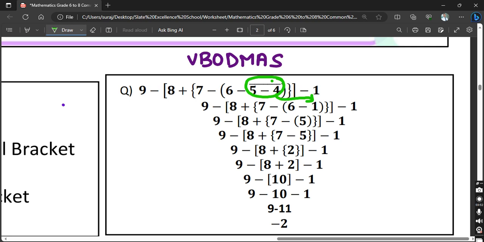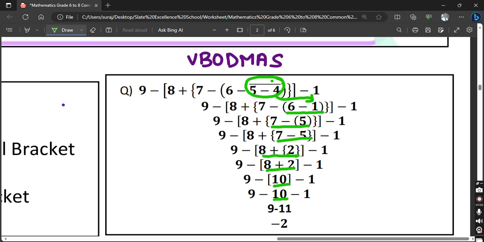Now I solved this one. 6 minus 1, I got here 5. After removing the bracket, again I got this number. Now 7 minus 5, how much did I get as the answer here? 2. Again it is in a flower bracket and a rectangular or square bracket. So 8 plus 2, already I removed. After that 8 plus 2 I got here 10. After getting here 9 minus 10, I got here, correct?